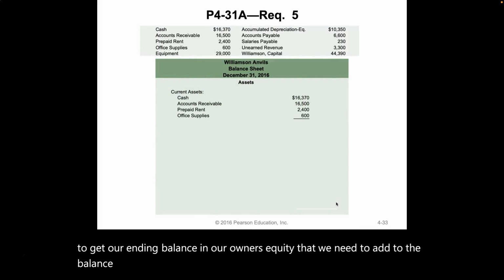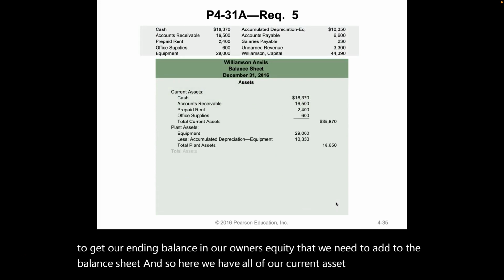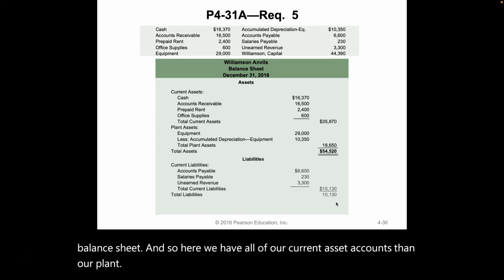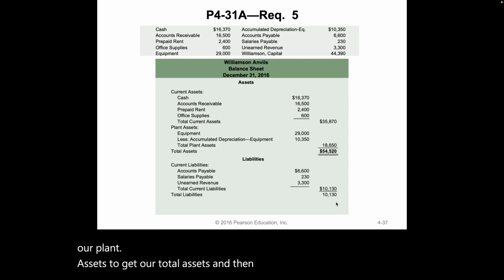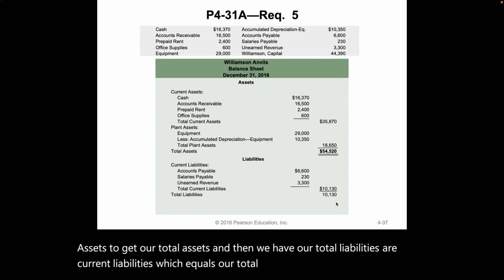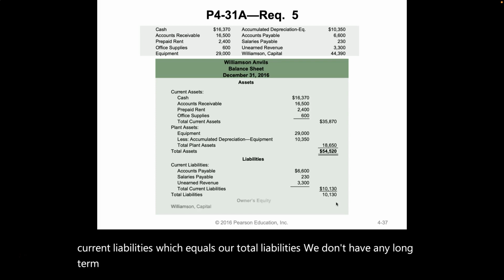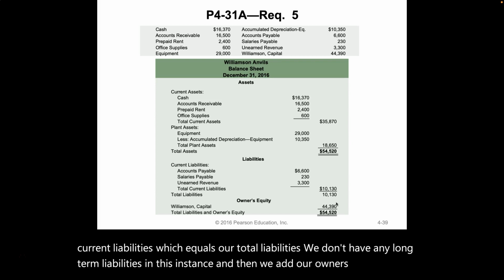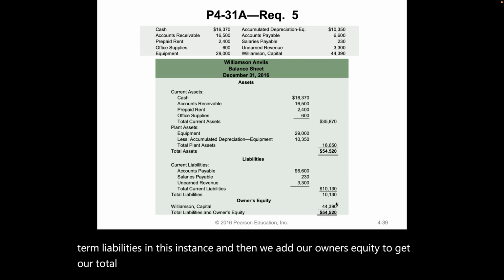And so here we have all of our current asset accounts, then our plant assets, to get our total assets. Then we have our current liabilities, which equal our total liabilities. We don't have any long-term liabilities in this instance. And then we add our owner's equity to get our total liabilities and owner's equity to match our assets.